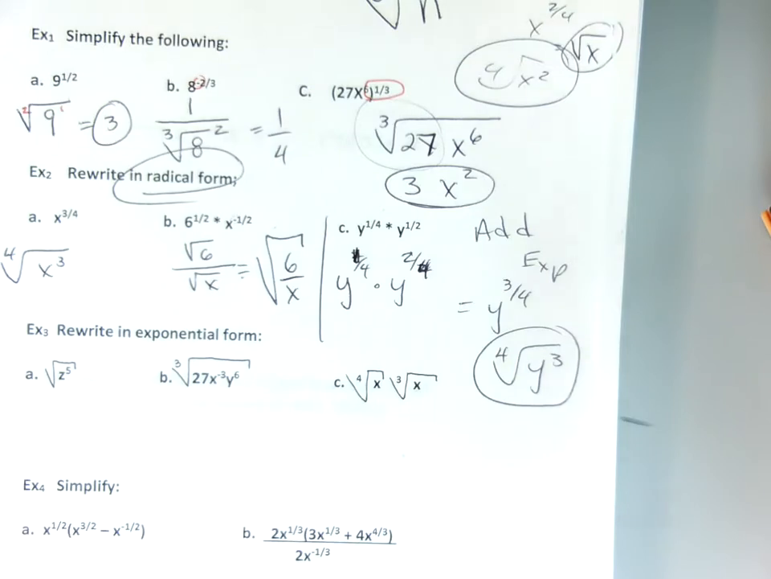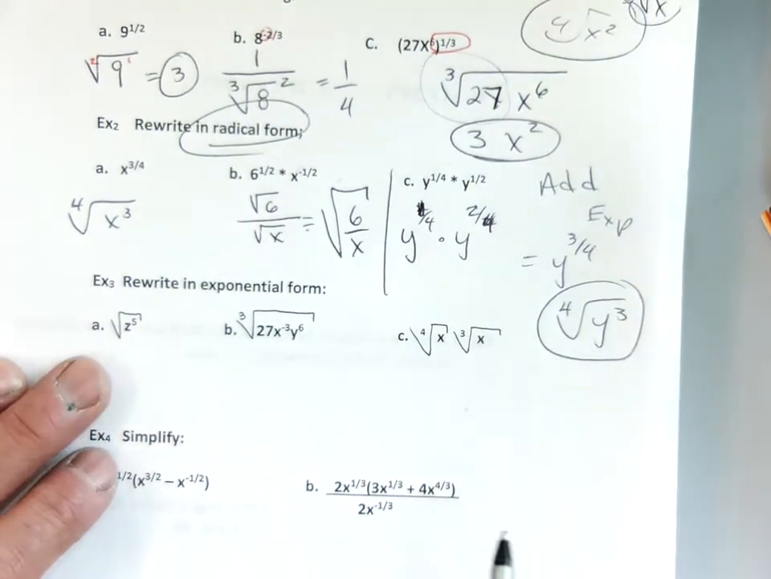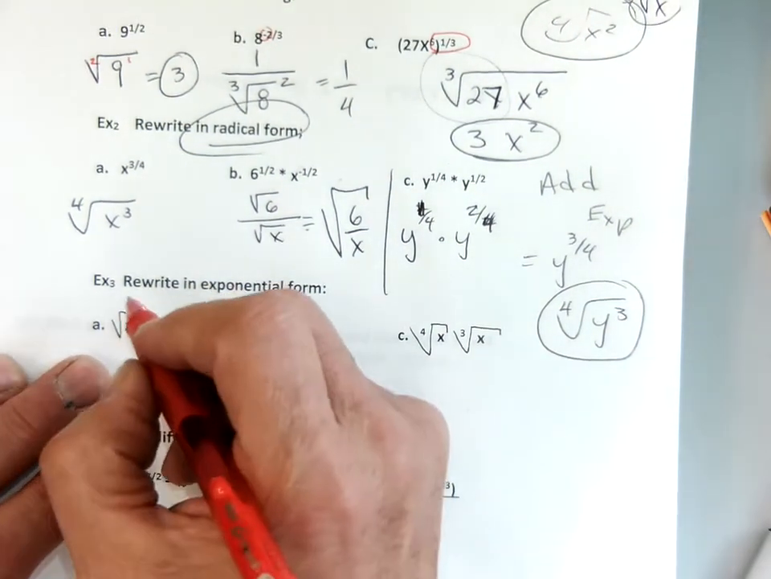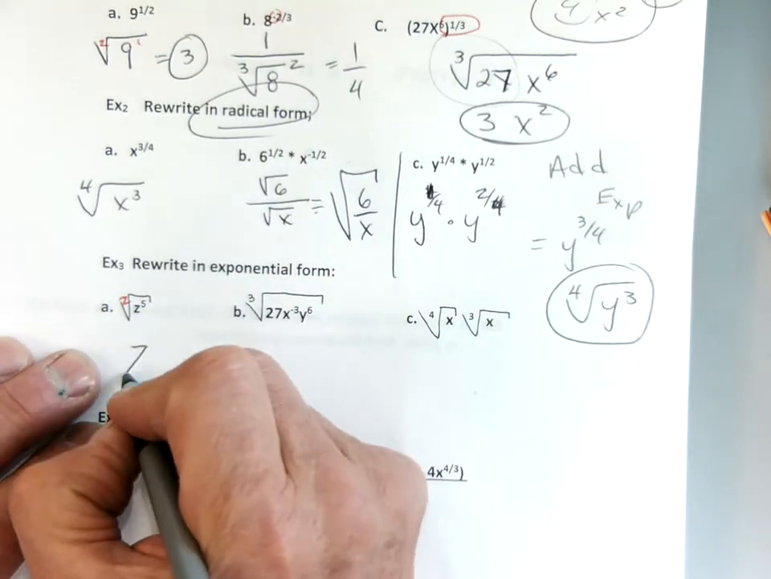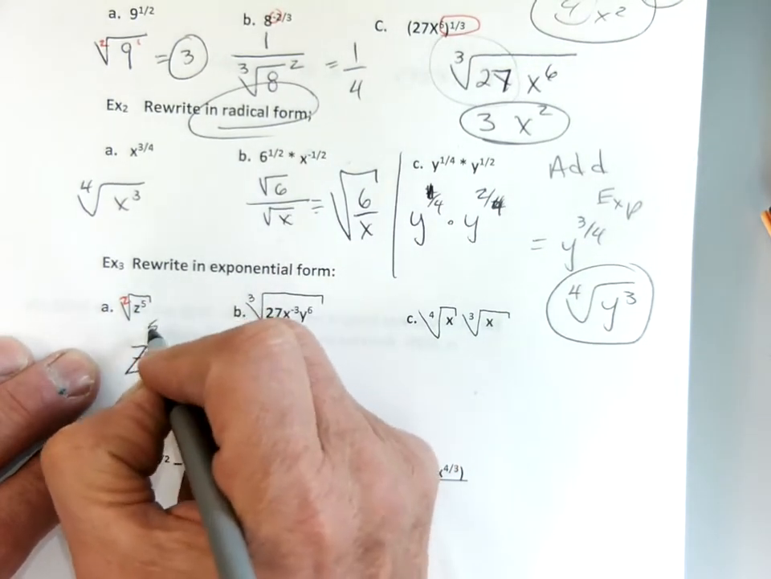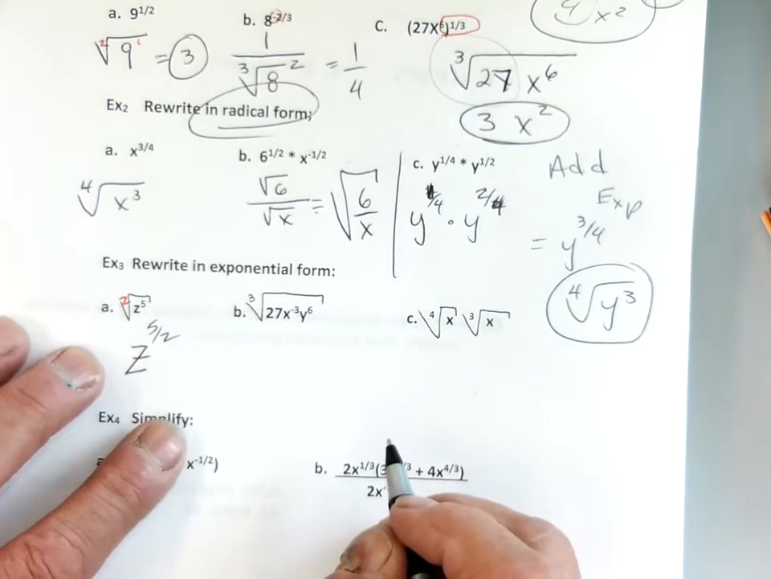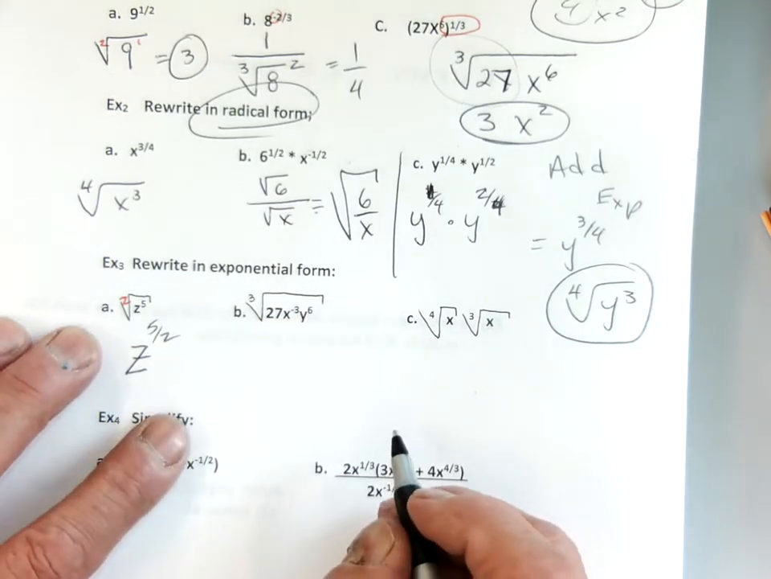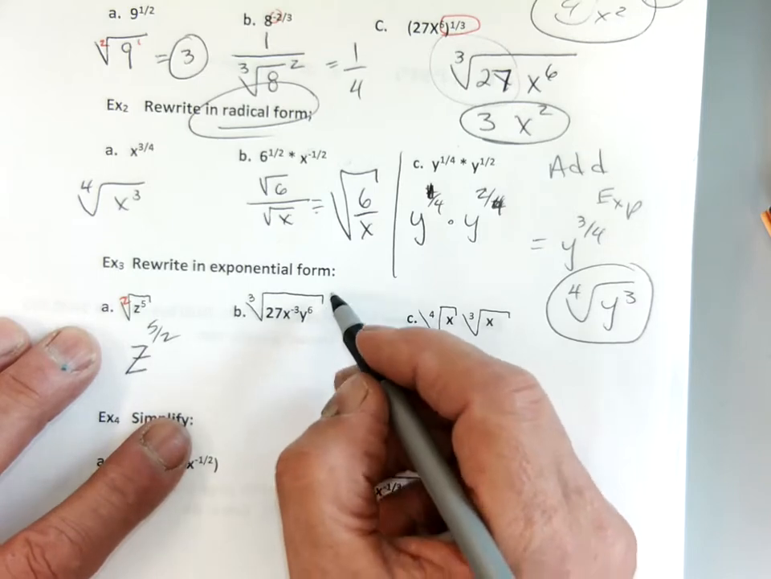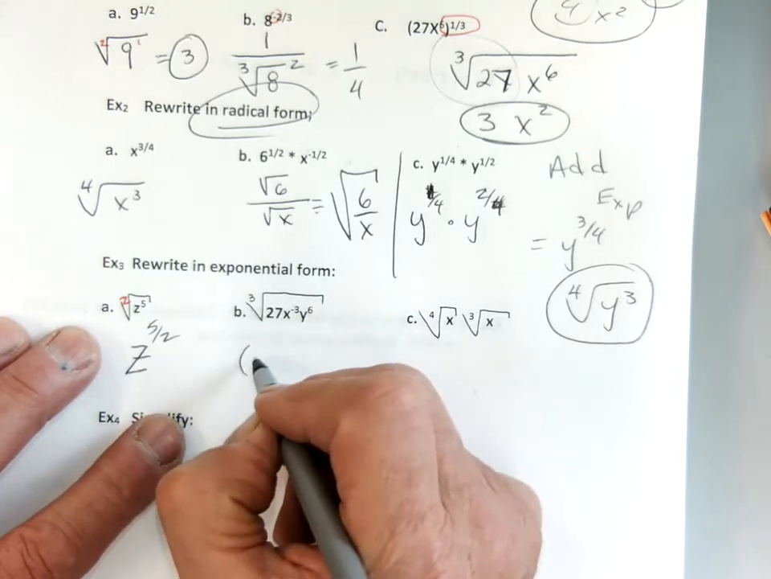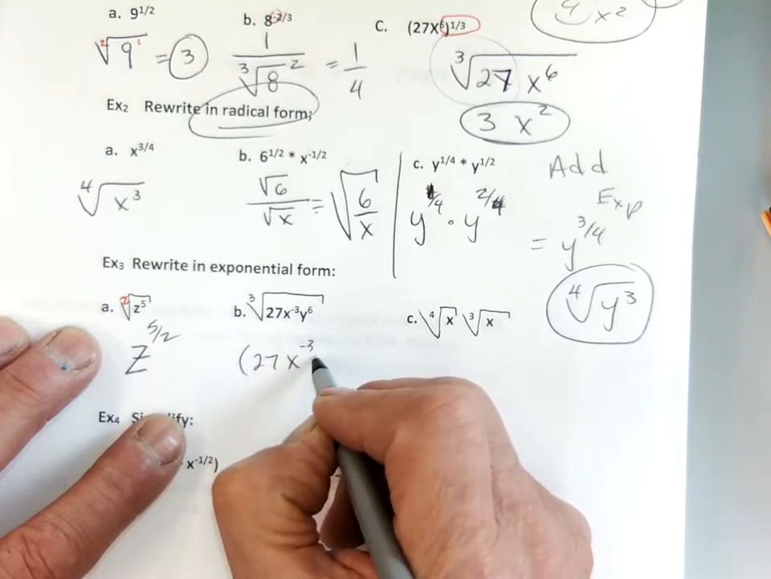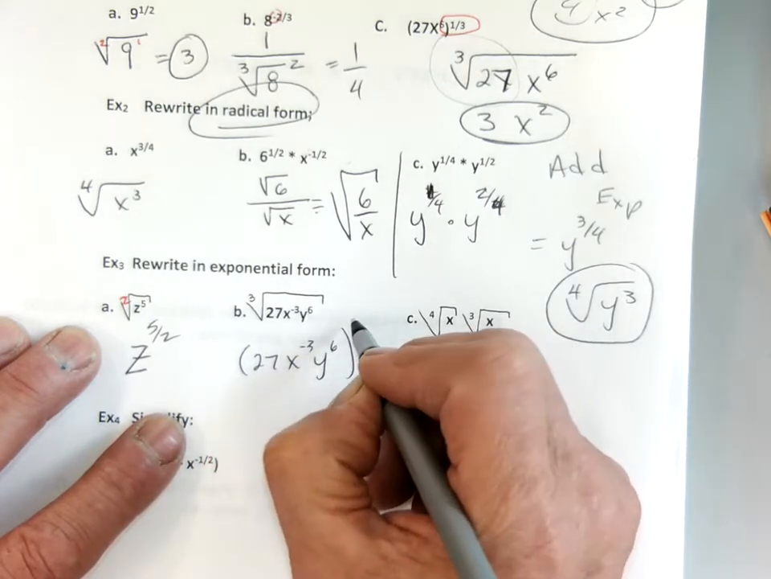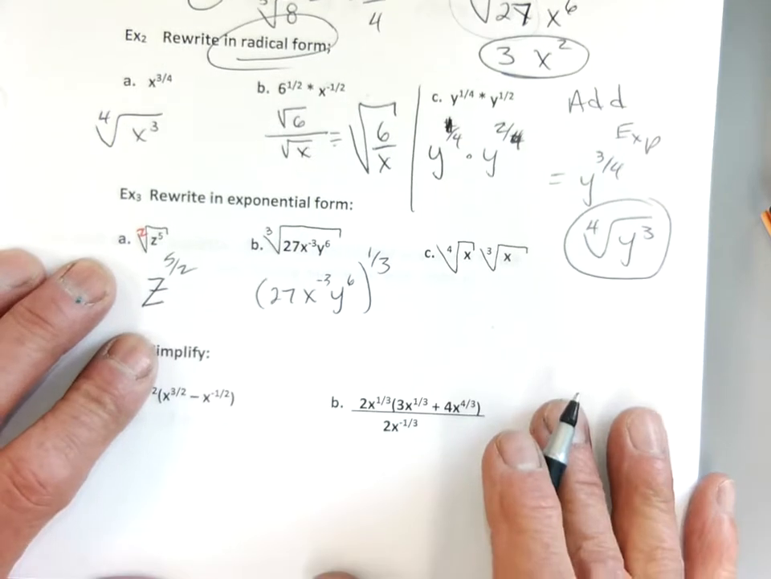B just says rewrite in exponential form, so we'll just do the opposite. Remember, there's an invisible 2. We don't really need it, but there's an invisible 2, so it's just going to be z to the 5/2. All right, let's simplify this as much as we can. This is going to be 27 x to the negative 3 y to the 6 to the 1/3 power.